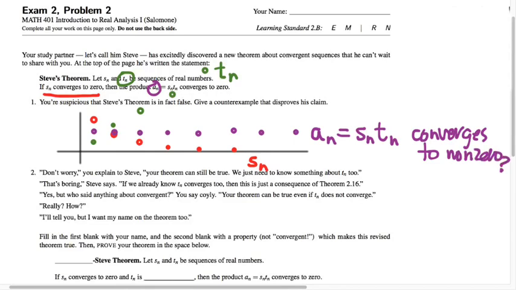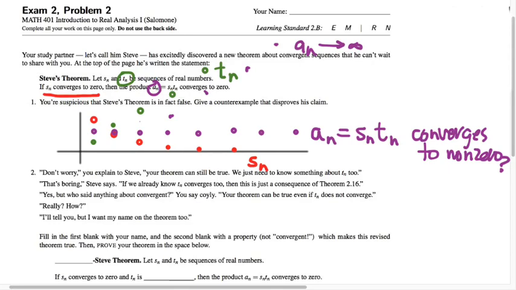Another way you could go about it is by choosing a Tn that grows so quickly that it pulls all of the An's up so that they don't even converge anymore at all. So you could make an example where the An's diverge to infinity. They properly diverge. So that's up to you. Either one of those is going to be a counterexample that shows that Steve's theorem is in fact false.